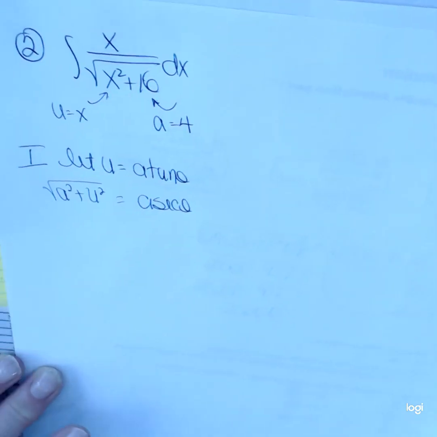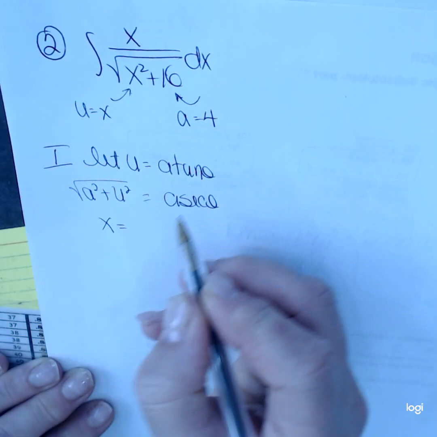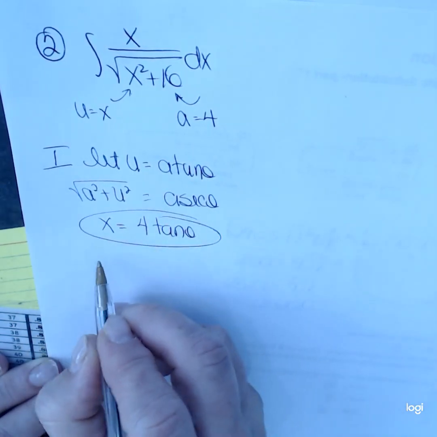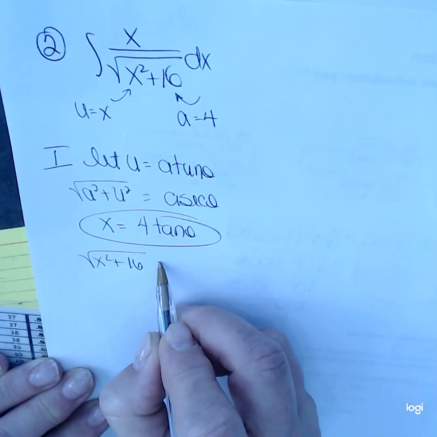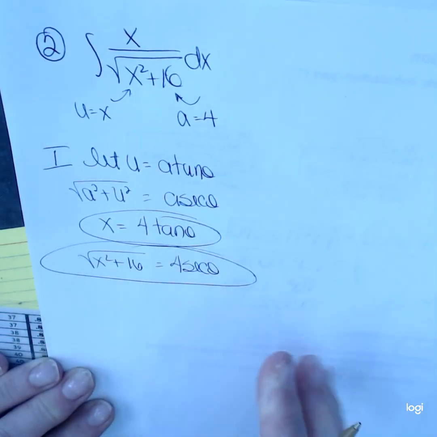So going ahead and doing that, we are going to let our u, which is x, be equal to our a, which is 4, times the tangent of theta. And then that means that the radical of x squared plus 16 has to be equal to a, which is 4, times the secant of theta.